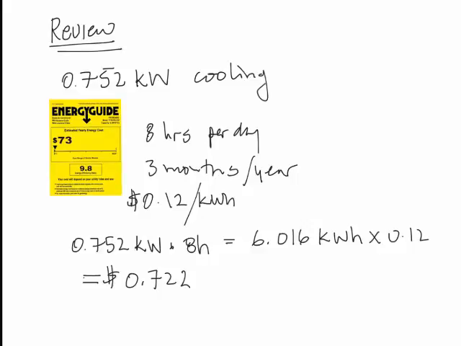Then we're going to multiply that by 30 days and 3 months. So 90 days equals 64.97 per year, which is pretty close to the estimated cost on the energy guide.